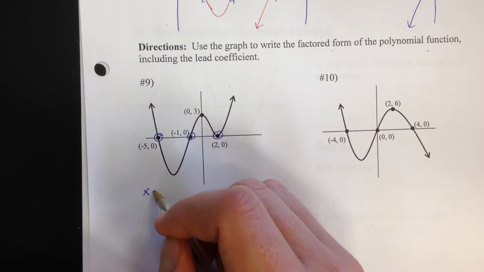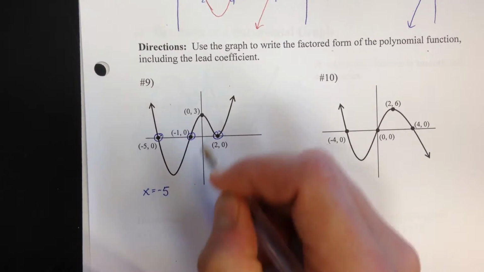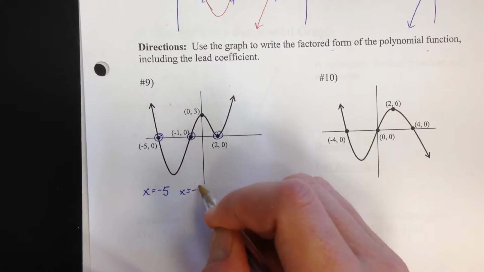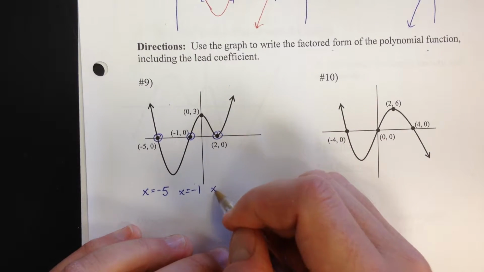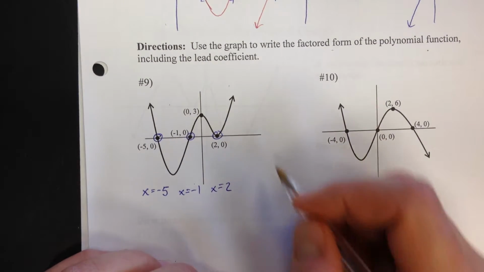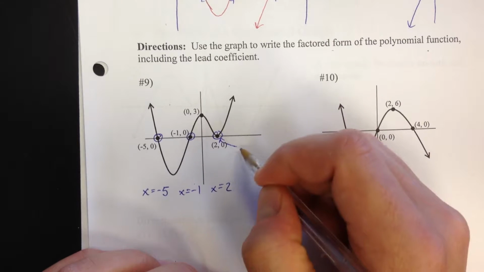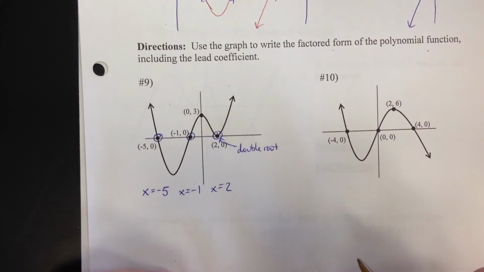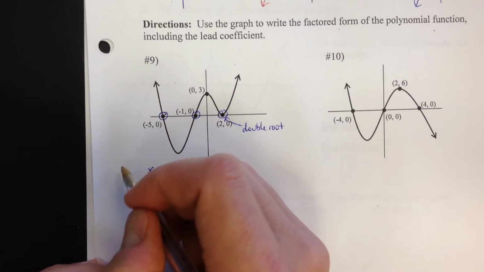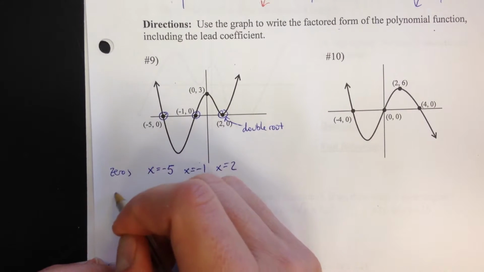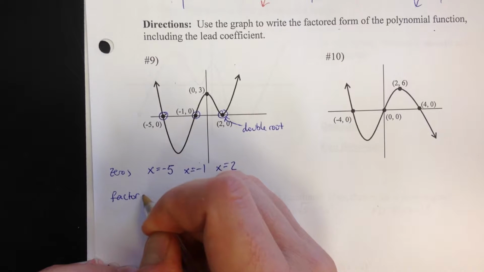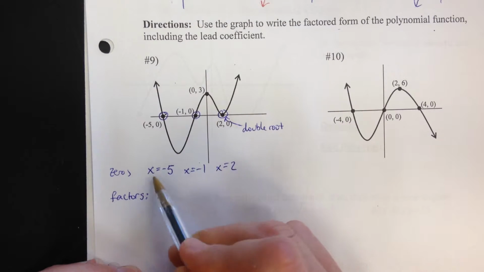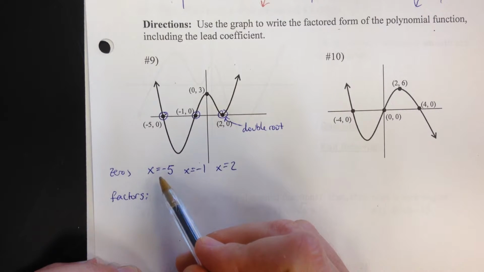We have 3 zeros. We have x equals -5. We have x equals -1. And then we have x equals +2. Now notice that this one is a double zero, a double root. Now, how that's going to affect us, so there's the zeros. From the zeros, can you tell me the factors? What would this have had to look like before you solved it?